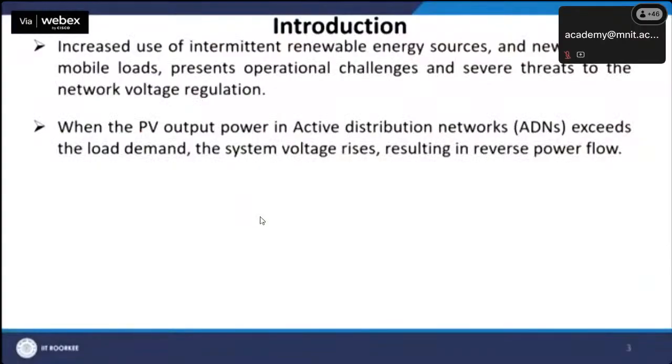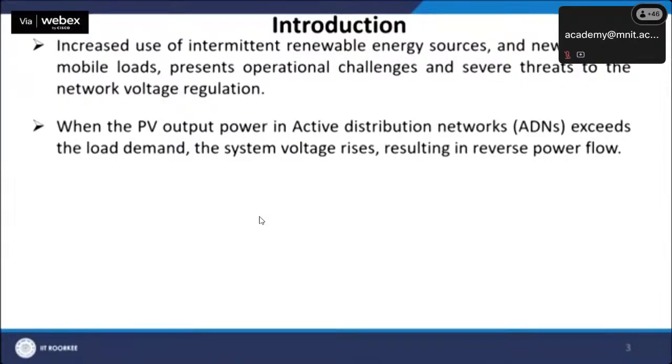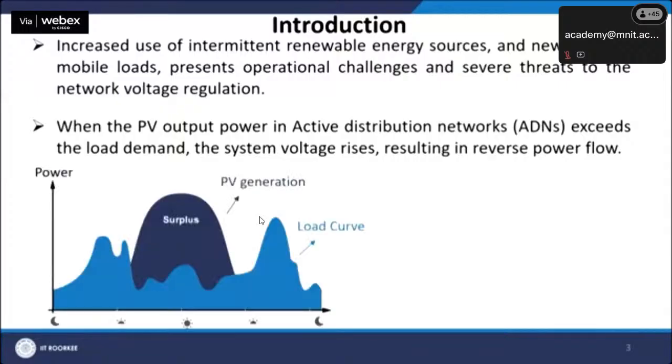That may lead to operational challenges in any distribution system. When the PV output power in an active distribution network exceeds the load demand, the system voltage is expected to rise, and that may lead to reverse power flow in the network, which may cause severe challenges in future.